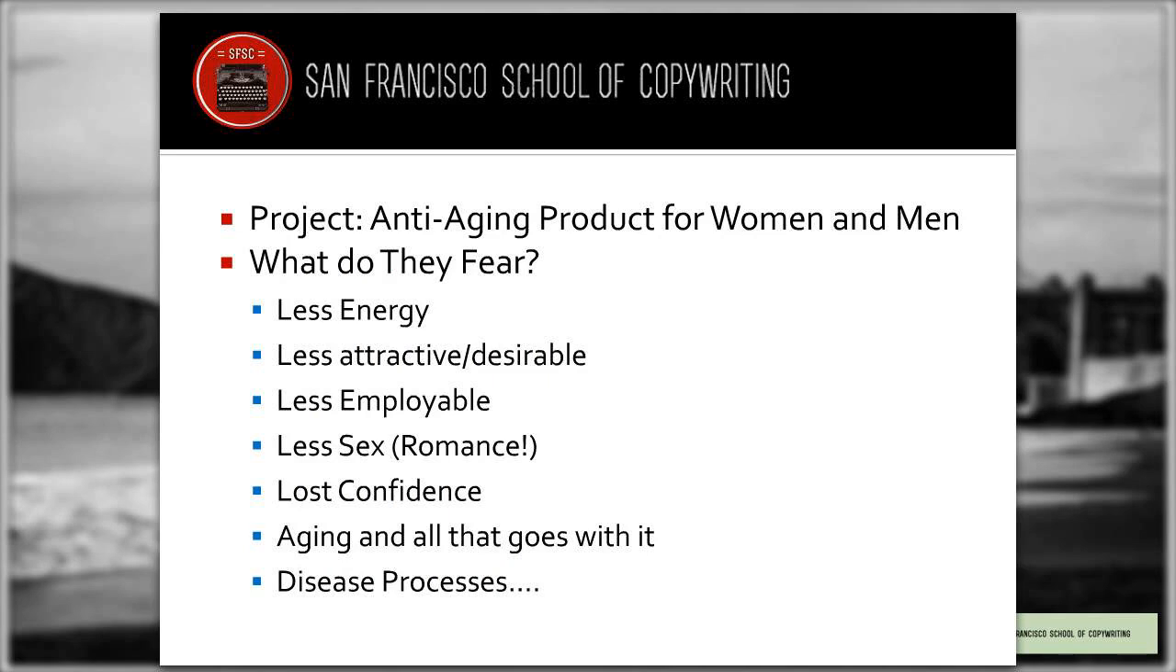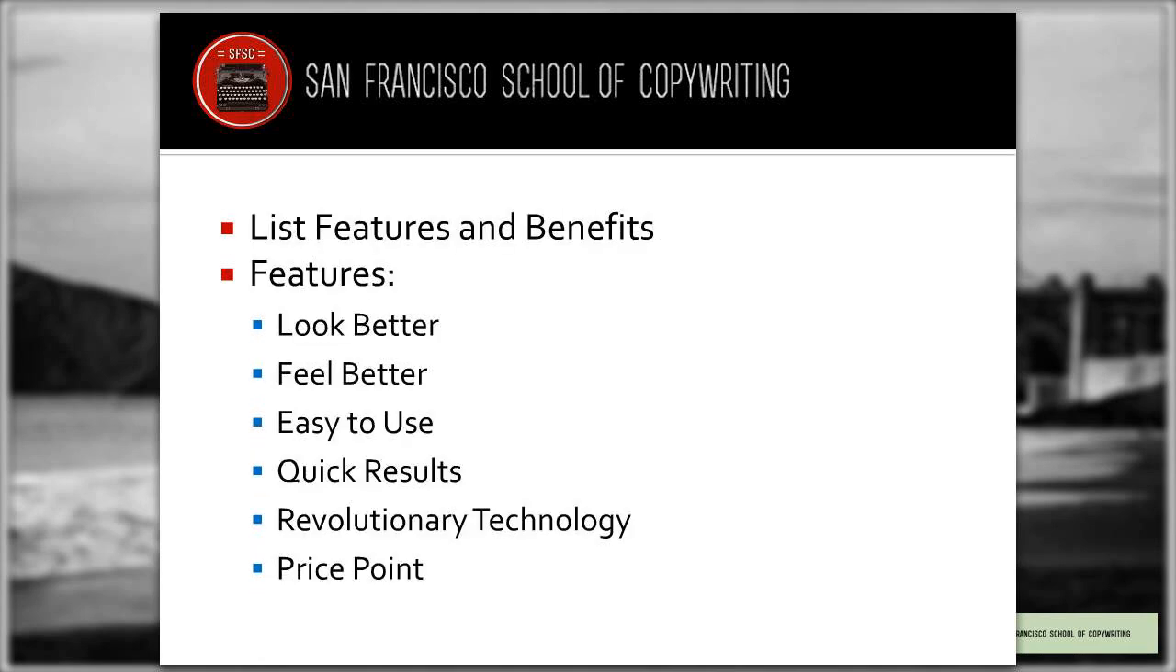People are worried about being less sexually desirable or having less sex, which often is referred to as romance, not sex. Losing confidence, and so all of the things, disease processes, all of the things that go with aging, some of which you may address and some of which you may not, but you may sit down and make a list of all of the things that people are up against or might fear in relation to aging.